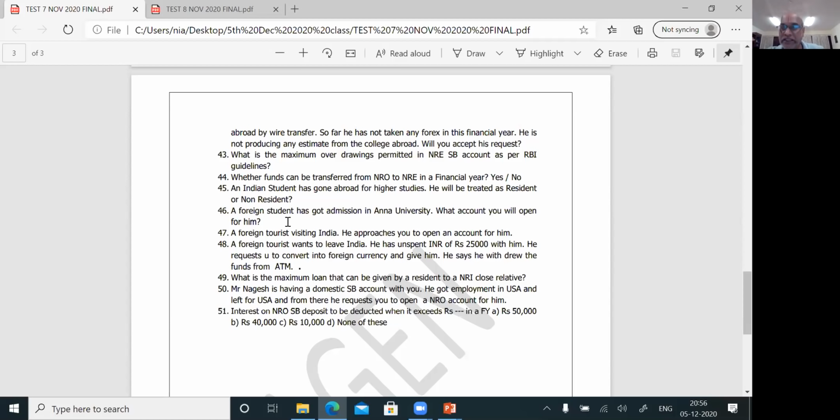Foreign student visiting India, NROSB account. He has to give local address proof if he is not giving on the day of opening, within 30 days of account opening. Till he gives the local address proof, $1,000 will be credited in his account, and maximum withdrawal permitted is only 50,000. You have to take care of it.